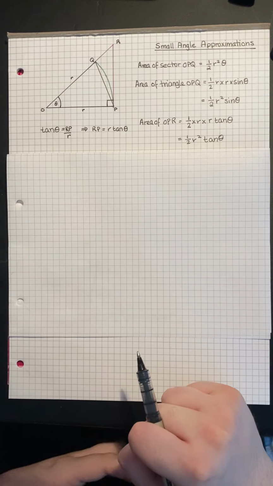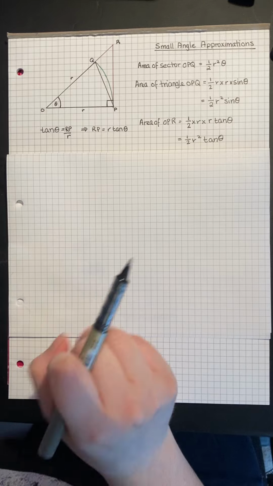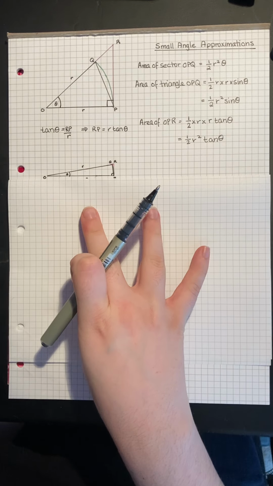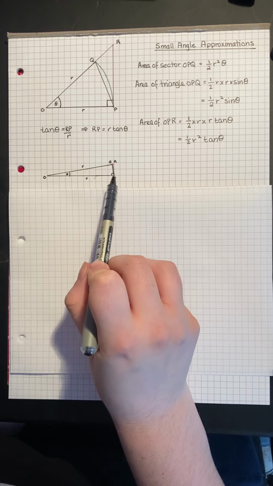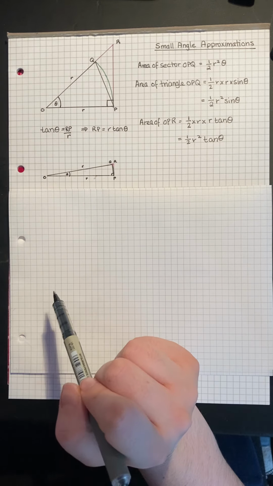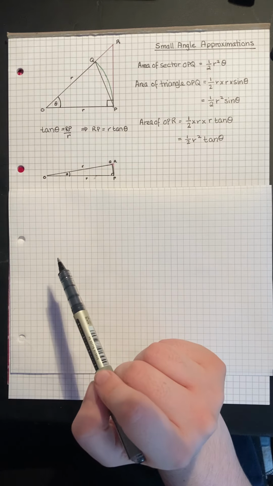Now consider what happens to this triangle as theta gets really, really small. It's going to end up looking something like this. Okay, that's a very small angle. You can see that you can hardly even tell the difference between the area of the sector and the area of those two triangles.